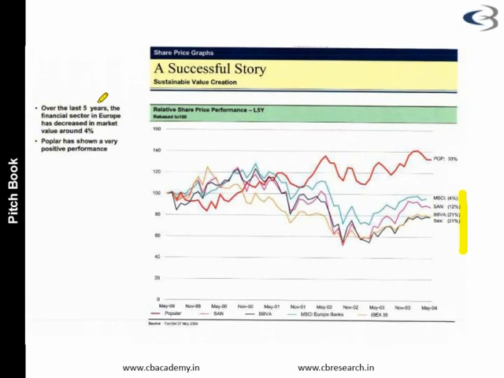Over the last 5 years, on the left hand side, you should always leave margin for some commentary. So you'll see out here, over the last 5 years, the financial sector in Europe has decreased in market value by around 4%. Popular has shown a positive performance over the last 5 years.